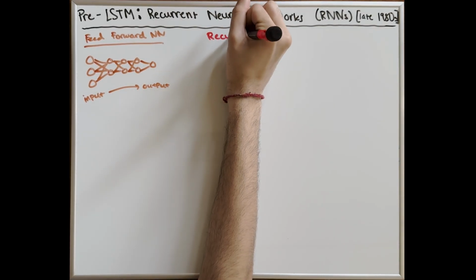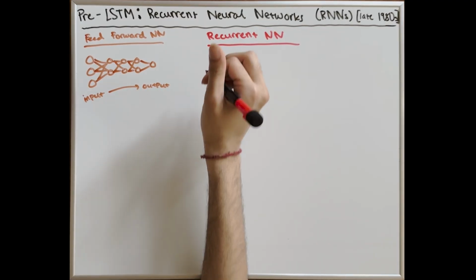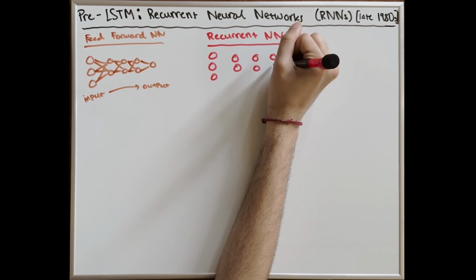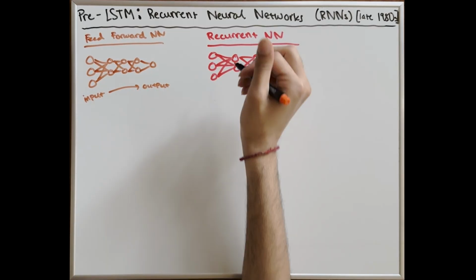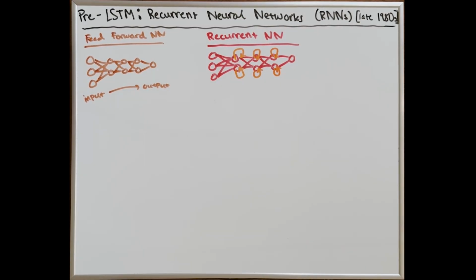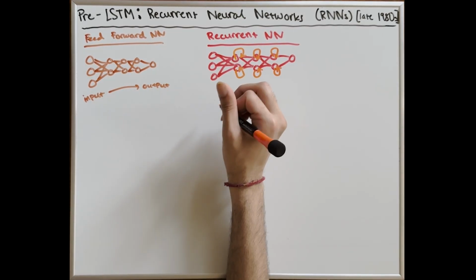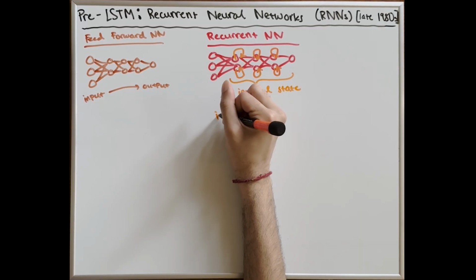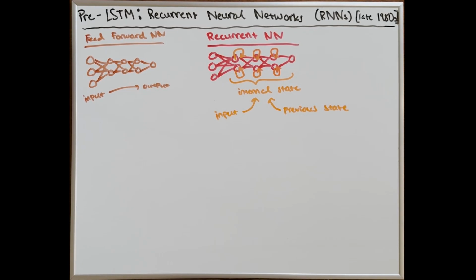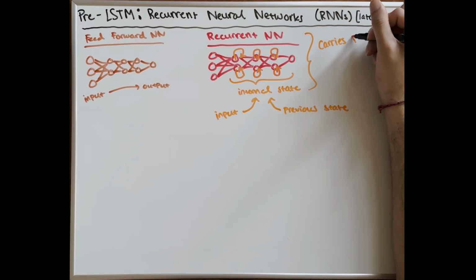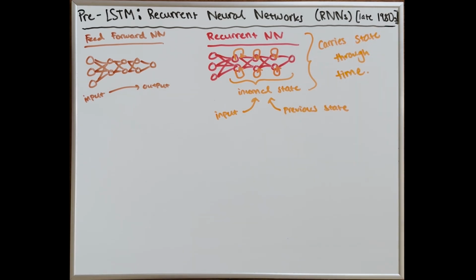RNNs do that by adding something new, feedback loops. Instead of only sending neural activity forward, a recurrent neural network can feed activity back into itself, meaning the internal state of the network depends not just on the input, but also the previous states of the network. So, the network is kind of carrying along this evolving internal context, a state that persists across time.